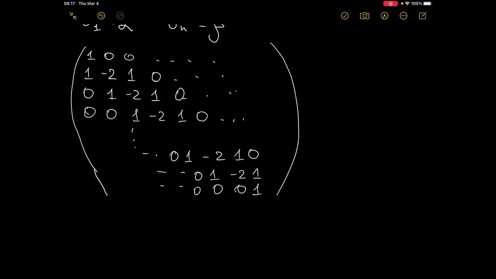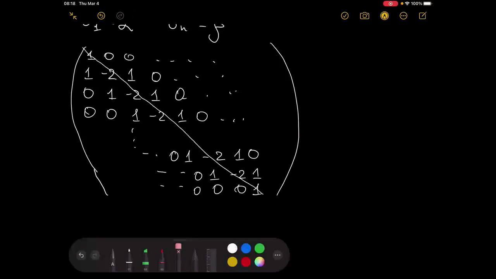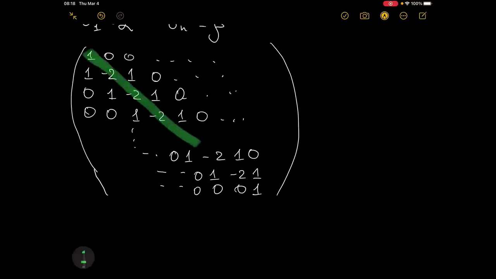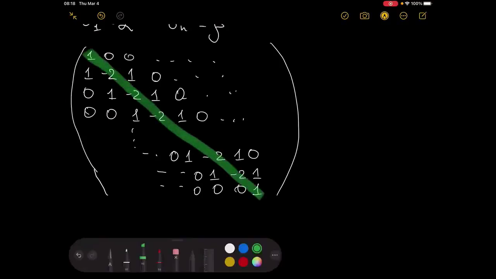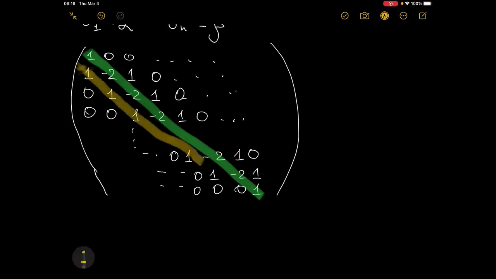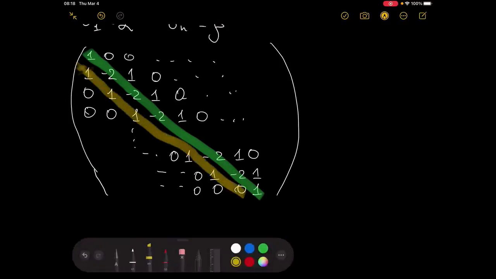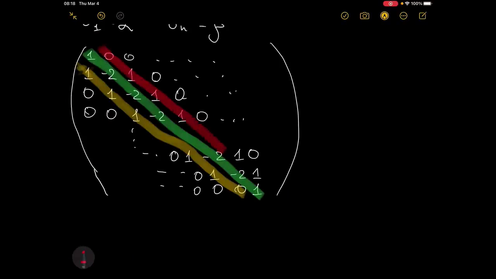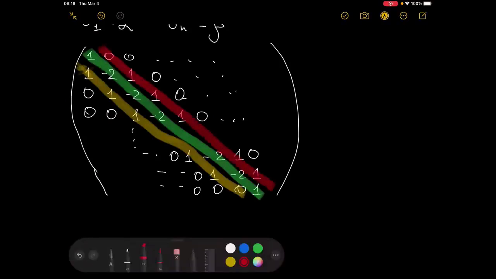So this is our main diagonal. Really, let me draw it differently. This is our main diagonal. Then we have a subdiagonal, and we have a superdiagonal. Everything else is equal to 0.